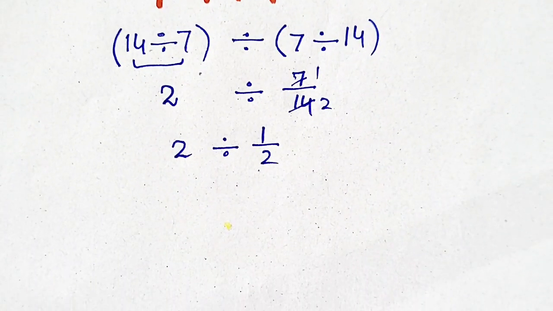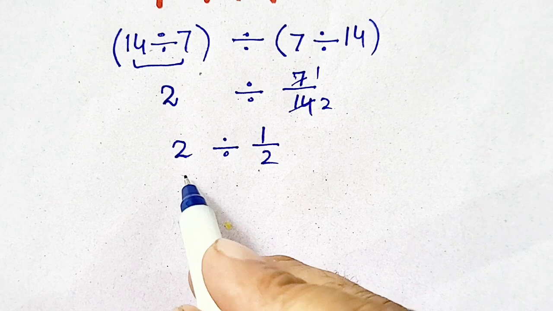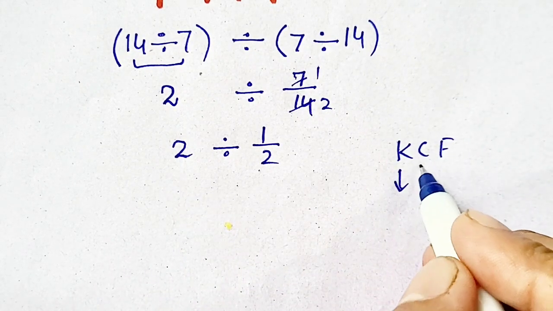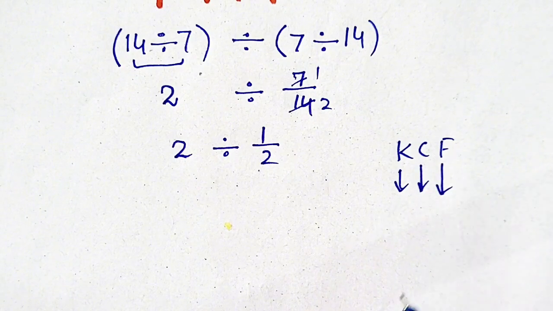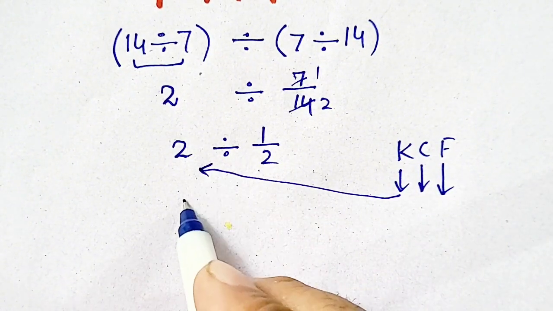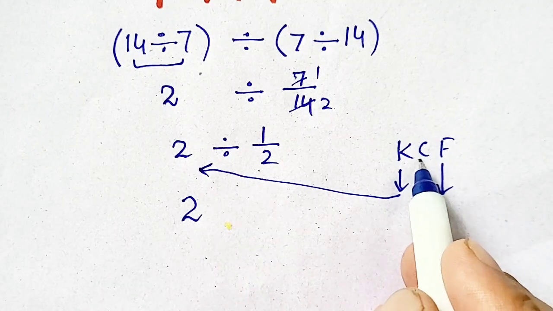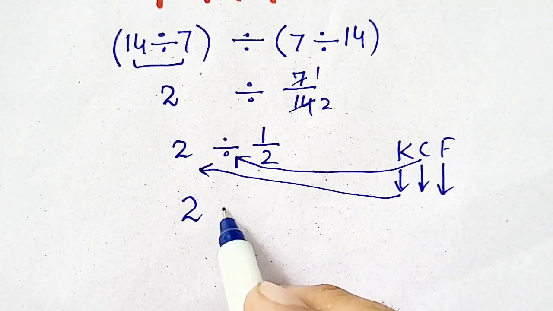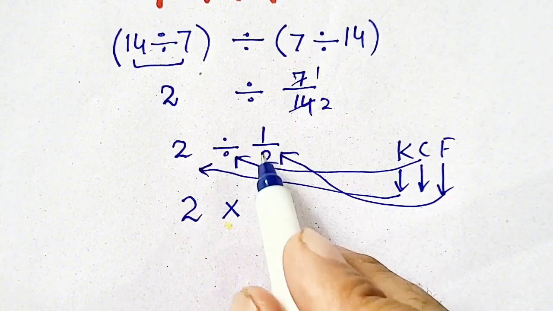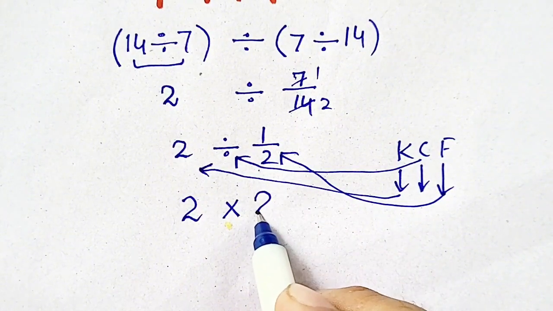Now we apply the KCF rule. What is KCF? KCF means keep the first one, change the second one, flip the third one. So we have to keep the first one, meaning 2 as it is. C means change, divide is changed into multiplication, and flip the third one, which is 1 by 2, we have to flip, it will be 2.